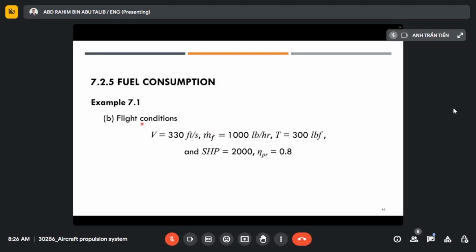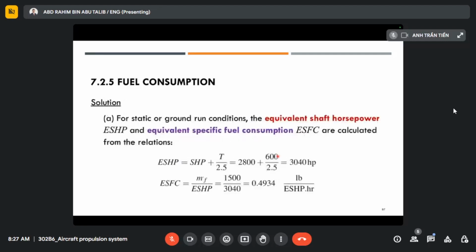And the second condition is the flight condition, where the velocity of the aircraft is 330 feet per second. The mass flow rate for the fuel is 1,000 pound per hour, the thrust produced is 300 pound force, and the shaft horsepower is 2,000. The propeller efficiency is given as 0.8. So this is another condition. You have the static condition and the flight condition. Don't mix them. You have to solve one by one.